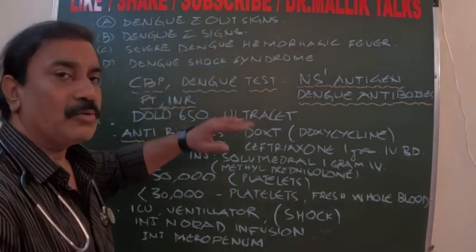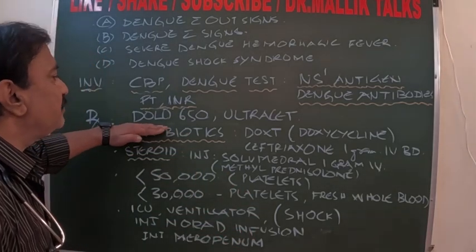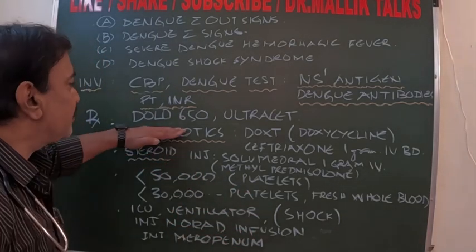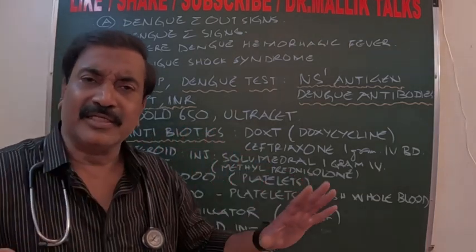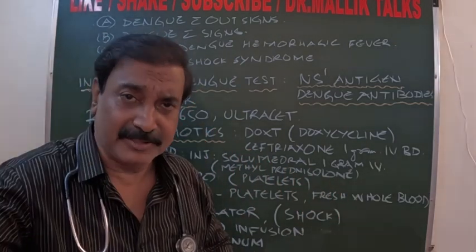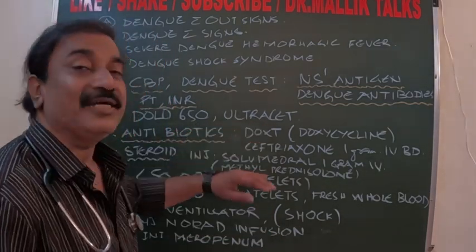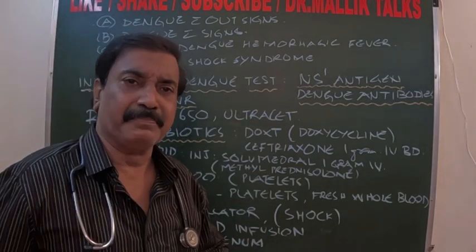For dengue without signs or with signs, initially for the first 2 or 3 days, no need of anything. Simple Dolo, that is paracetamol, or if the pains are high, you can take Ultracet or any other painkiller.